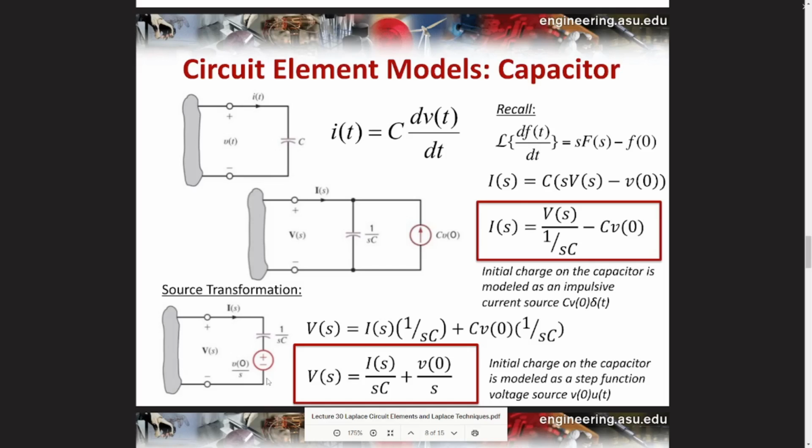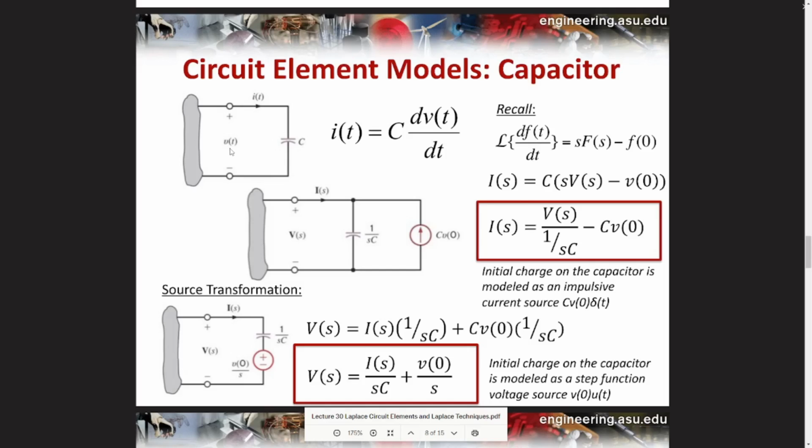You can do the source transformation after. You can do Thevenin's theorem, Norton's theorem. Once you're in the S domain, all of the same techniques are available. So you can find a Thevenin equivalent circuit using all of the sources and impedances that appear in the S domain. Okay, so it's up to you which way you want to do it. You just have to make sure that the polarity matches. So the polarity matches with the initial polarity of the voltage.